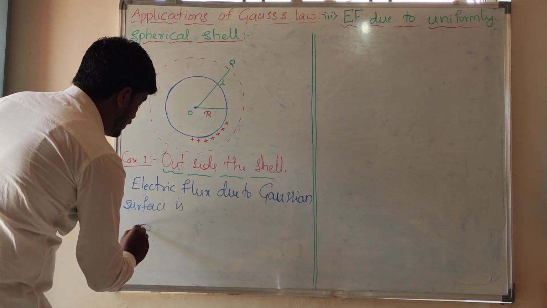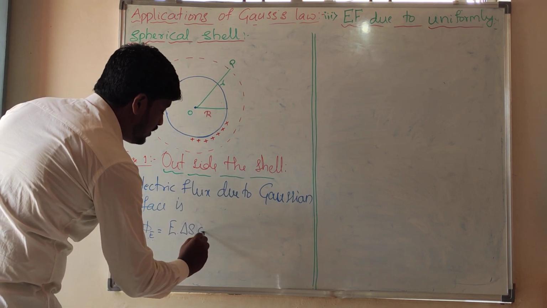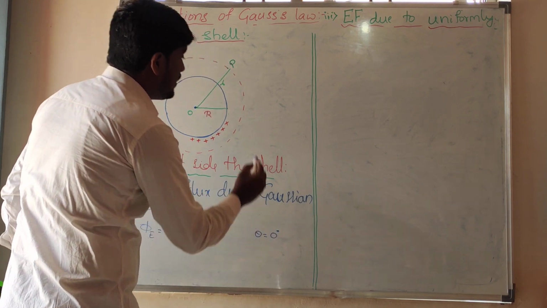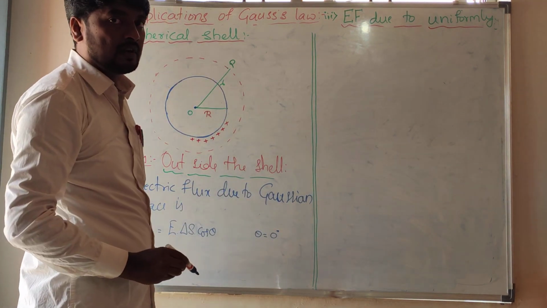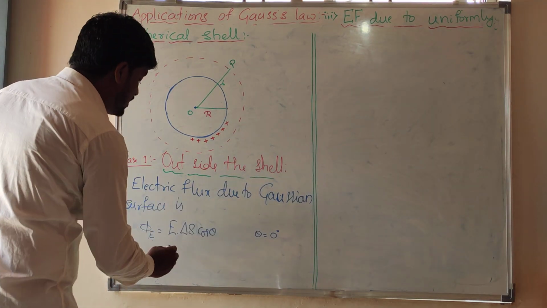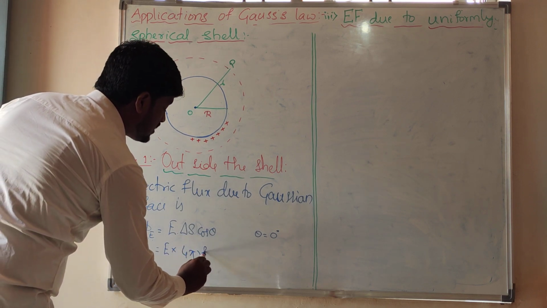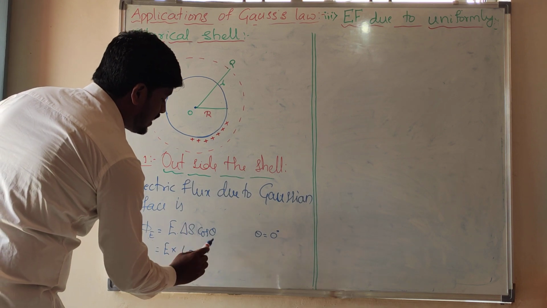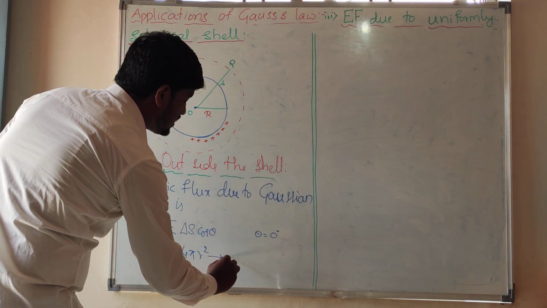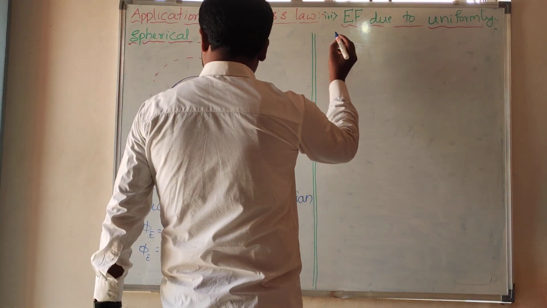Phi E is equal to E into delta S into cos theta. Since theta is equal to 0 degrees here, because the electric field and the area vector both have the same direction, theta becomes 0. Then E into 4 pi r square, because cos 0 is 1. So phi E is equal to E into 4 pi r square, say equation number 1.